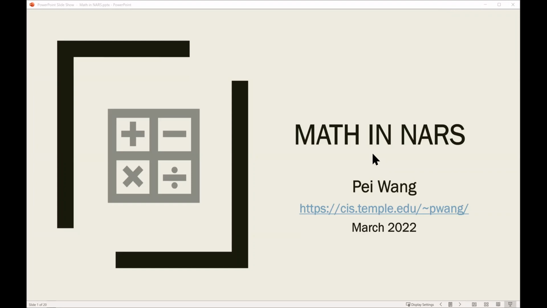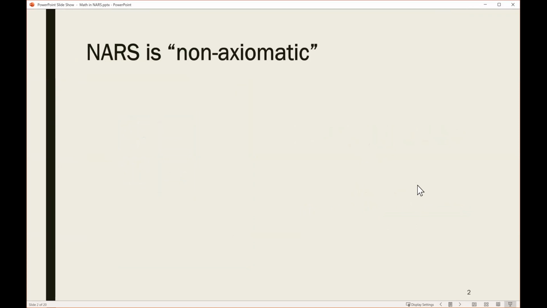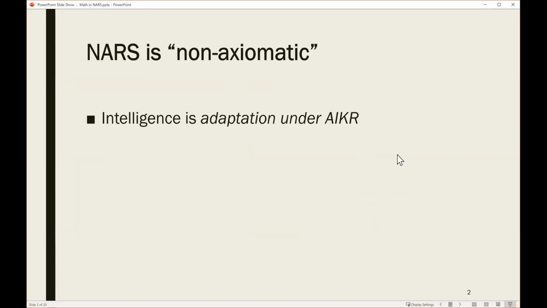Today we're going to talk about how to do math in general in NARS. So we have said many times that NARS is non-axiomatic, which is based on my working definition of intelligence as adaptation under the assumption of insufficient knowledge and resources.